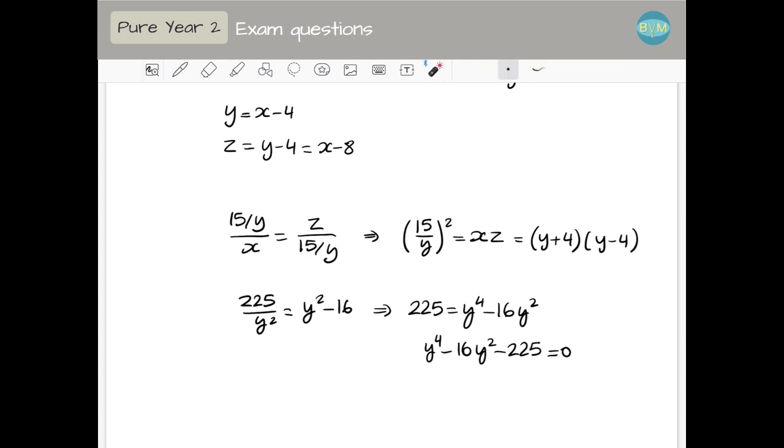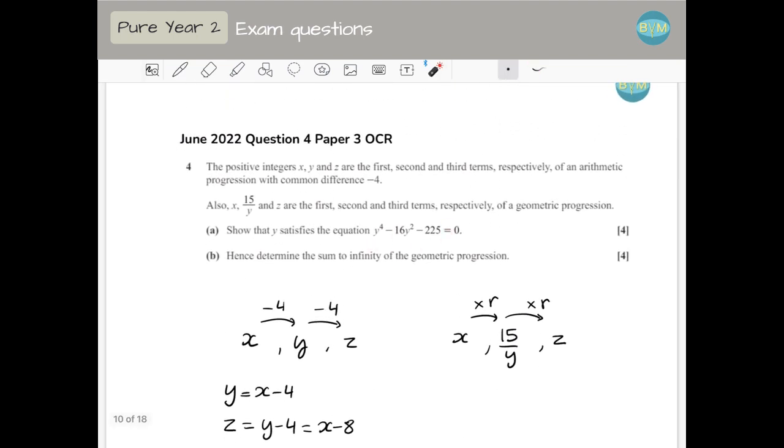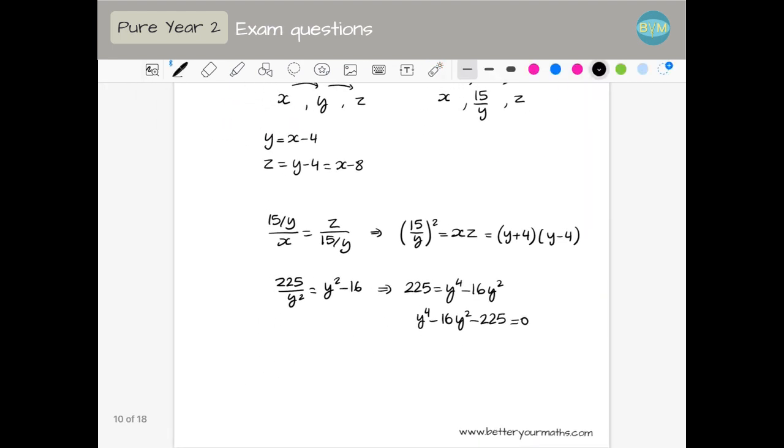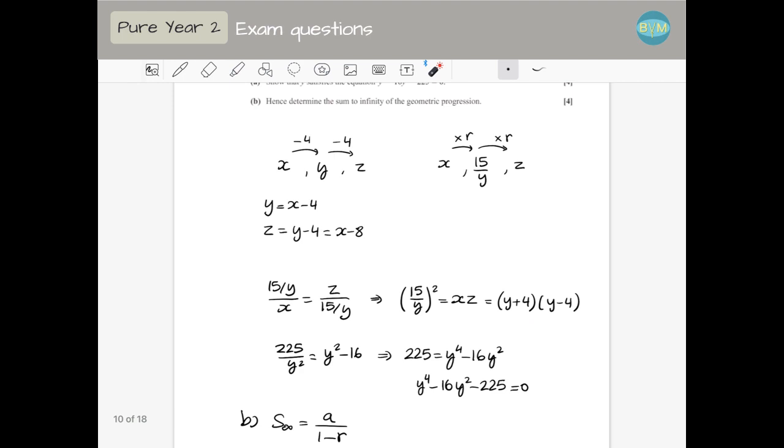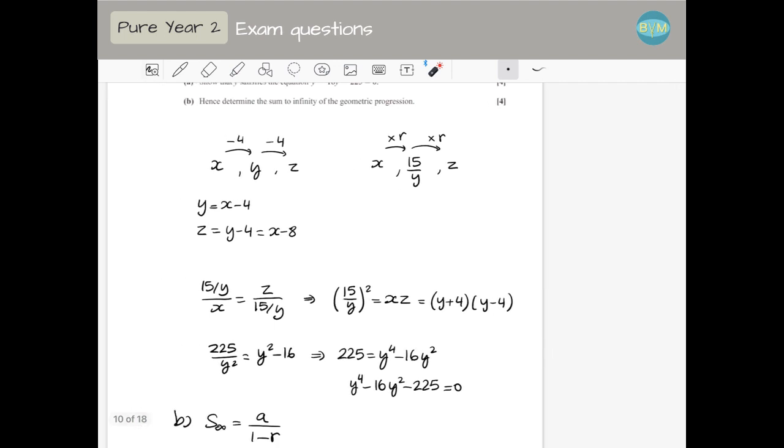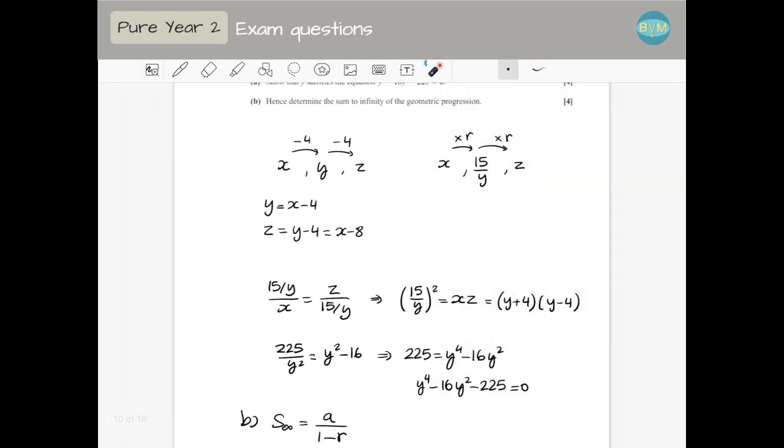That's the first part of the question. Then, hence, so we are going to use this to determine the sum to infinity of the geometric progression. Remember, the sum to infinity is a formula that you have in the formula booklet. Sum to infinity is the first term divided by 1 minus r. So we will need to find r and the first term, and we have an equation to solve. If we solve this equation, we are going to find y. And if we have y, we will be able to find x, which is the first term, and the quotient between them. It's simpler once we have y.